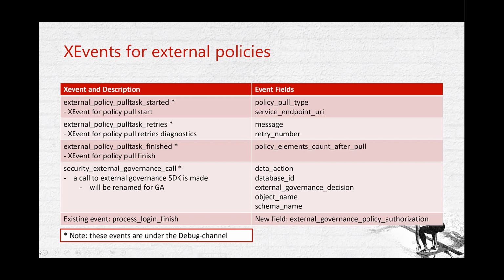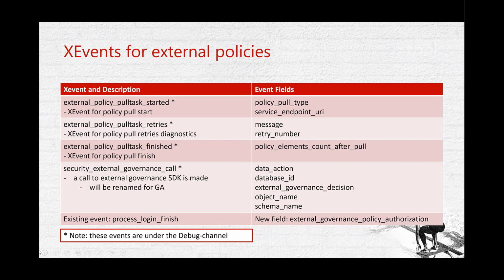So this pull start gives you the endpoint, for example, where Purview is sitting and what type of pull is happening. And at the finish time, we know how many policy elements we have downloaded. The security external governance call gives you information of the actual permission effect, of the action effect, if it has been used for a permission evaluation.